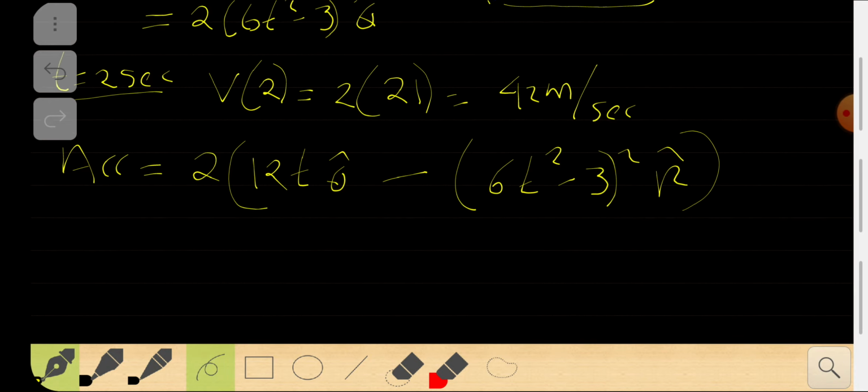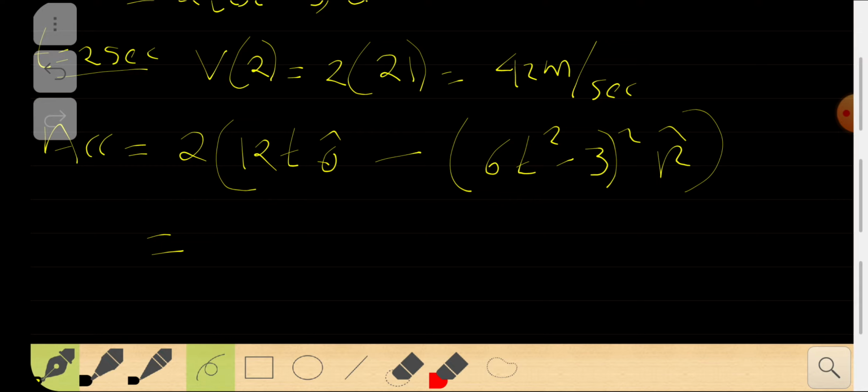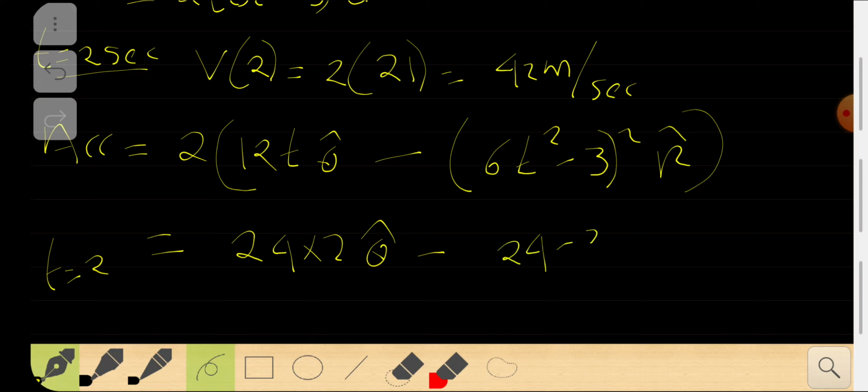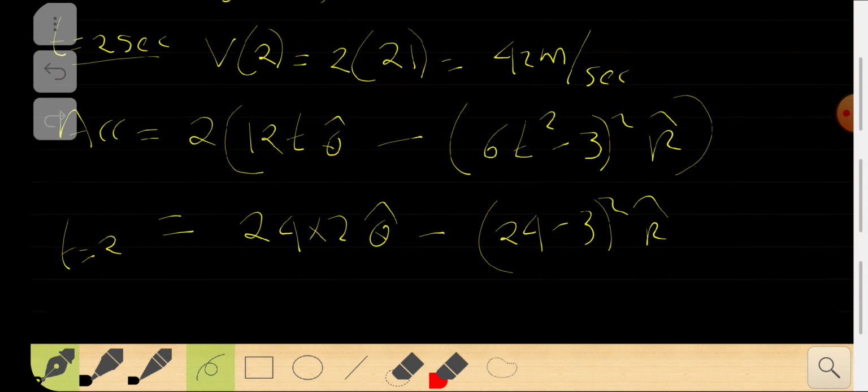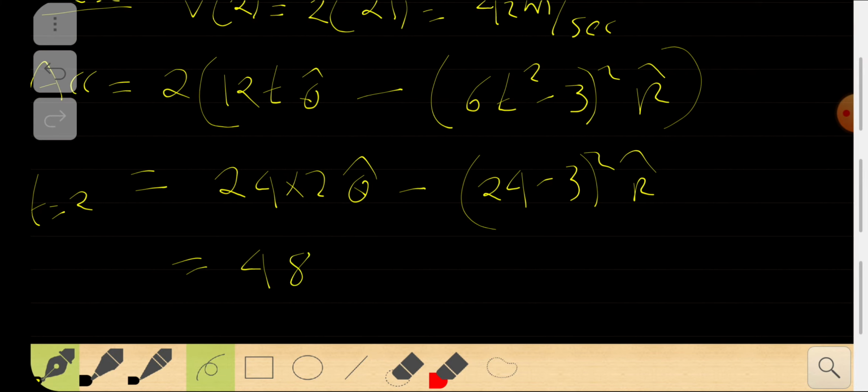So that's the acceleration. Now I can substitute t equal to 2 seconds. It's 2 times 12, that's 24, times 2, so 24 times 2 in the theta cap direction, minus 2 times 6t squared, so you get 24 minus 3 the whole square in the r cap direction. So that is equal to 48 meters per second squared in the theta cap direction. And you get 24 minus 3 the whole square, so that is 21 squared, that is 441.